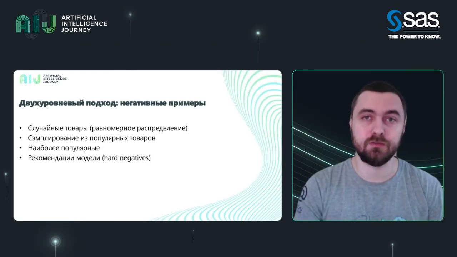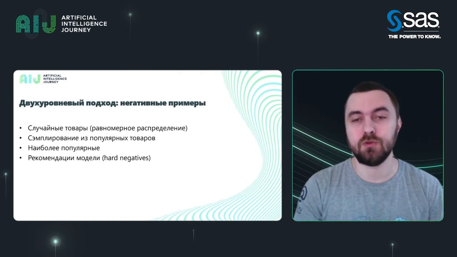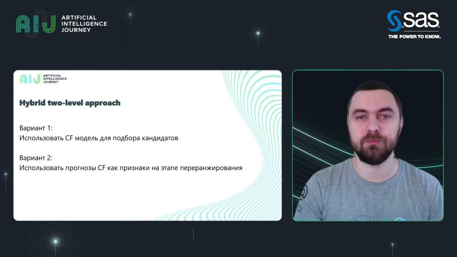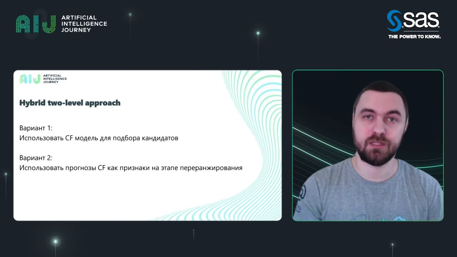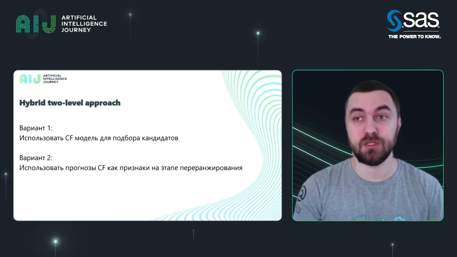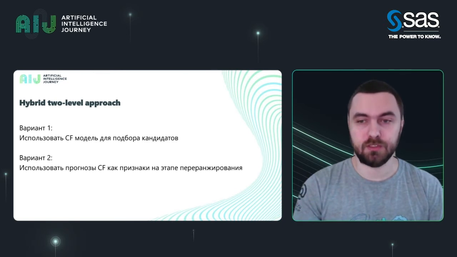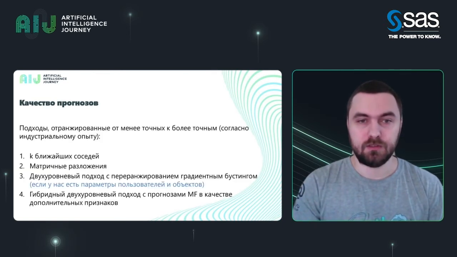Sometimes we use recommendations of the model. So to say, hard negatives that we could recommend but people didn't buy. And of course, it can be made hybrid, using CF model to sample candidates, or using CF forecasts during reranking. These are the classics of supervised approaches to recommendations.